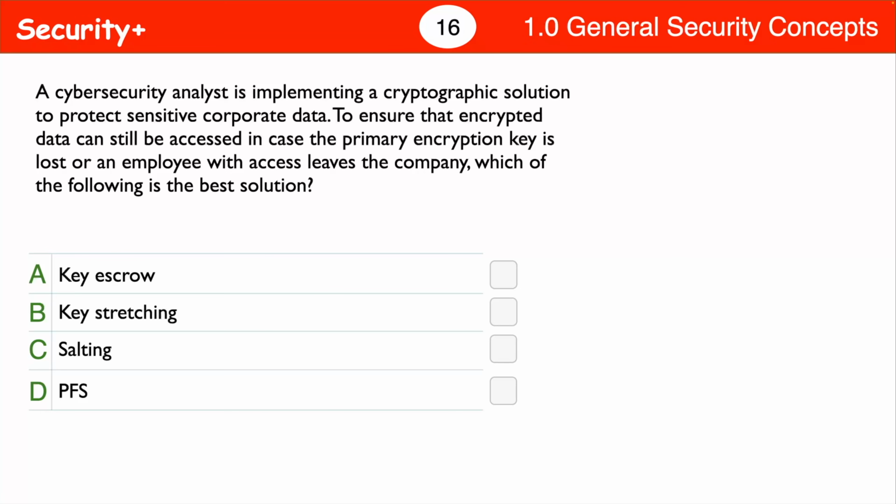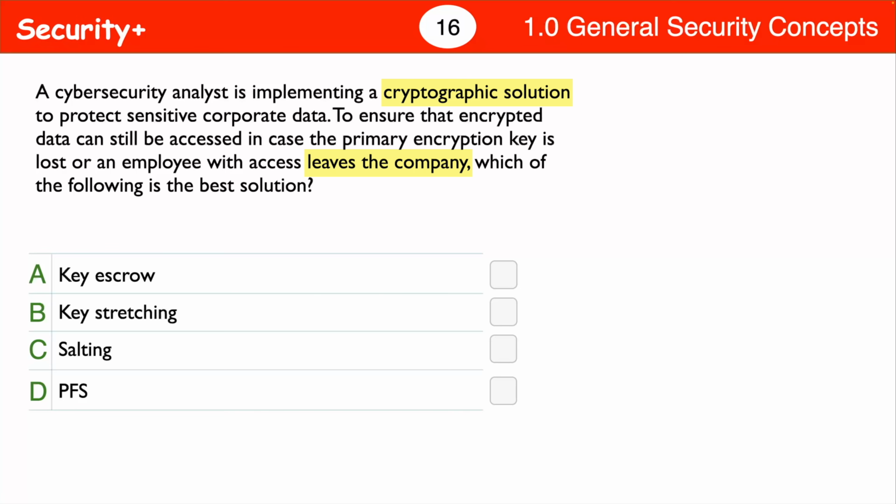Question 16. A cybersecurity analyst is implementing a cryptographic solution to protect sensitive corporate data. To ensure that encrypted data can still be accessed in case the primary encryption key is lost or an employee with access leaves the company, which of the following is the best solution? A, key escrow. B, key stretching. C, salting. Or D, PFS. All right, the key phrases here are going to be cryptographic solution and, I'd say, leaves the company.